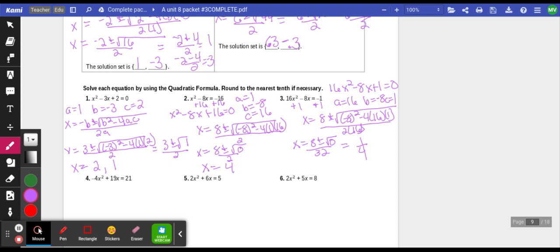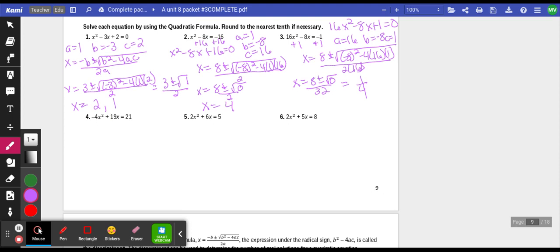Number 3, again, I added 1 to both sides. So a equals 16, b equals negative 8, c equals 1. Substituted. Again, underneath my radical is 0. So x equals 1/4. So now we're going to skip 4, 5, and 6 to do tomorrow in class.